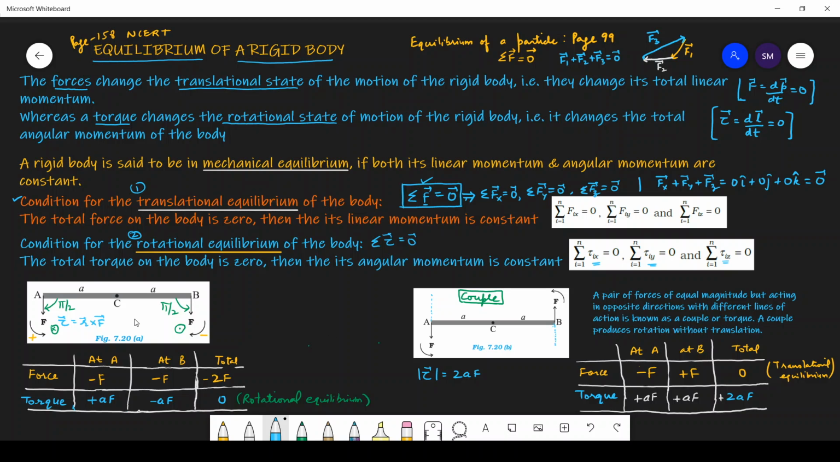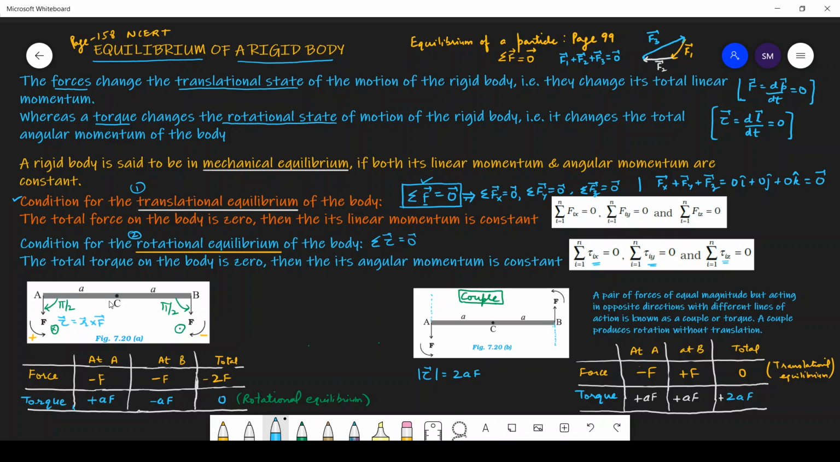Now let us look at this figure 7.20 which is there in your book. Which page number is it? 159. Yes, it is 159.